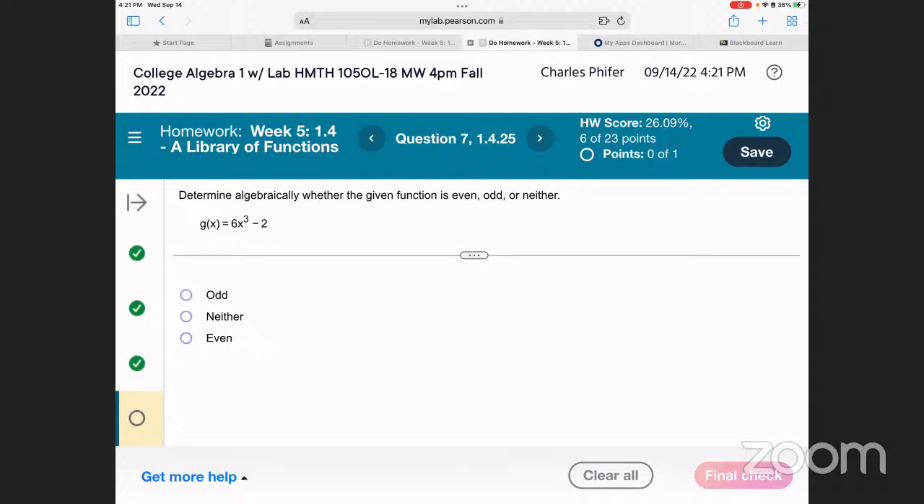So this case is going to be an application of what we were just doing in the previous one, where we're going to solve algebraically. Right? So we're going to determine whether this is even, odd, or neither algebraically. Let's start by getting a copy of this guy.